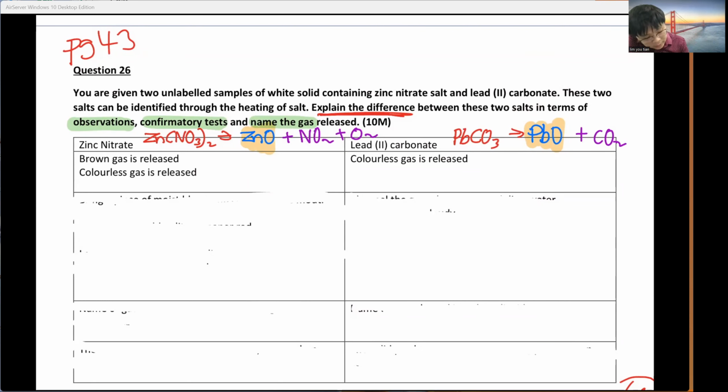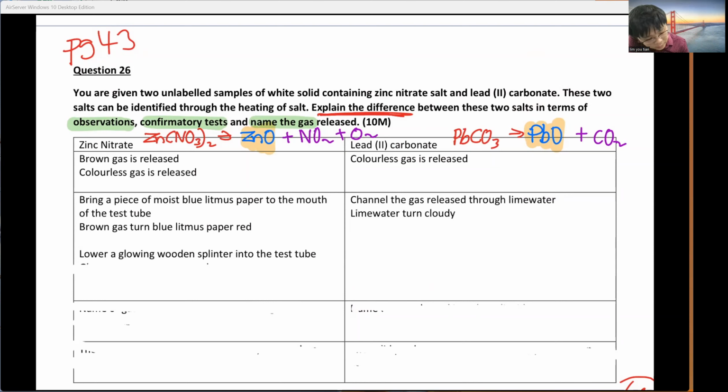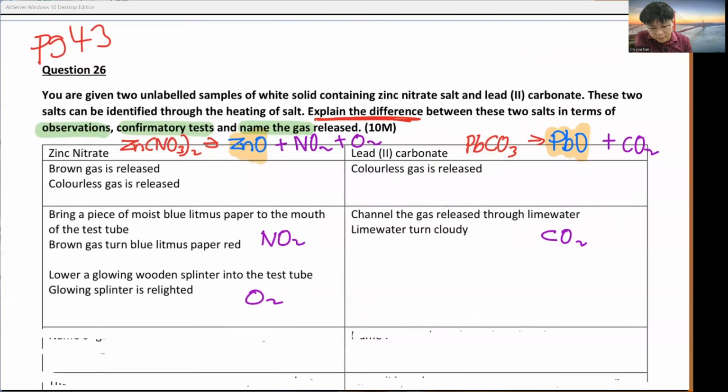Then about the confirmation test, this is the test that we use. This one is to test NO2. This one is to test O2. This one is to test CO2. This is the potential essay, because nowadays the essay wants you to analyze, quite okay, not very tough. So right now, first to remember, heating salt is quite simple.